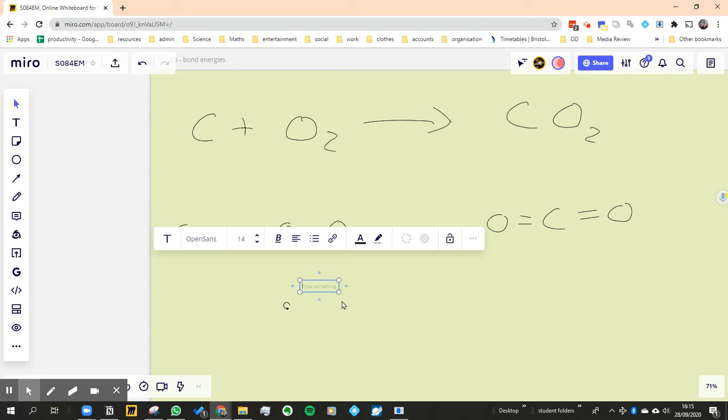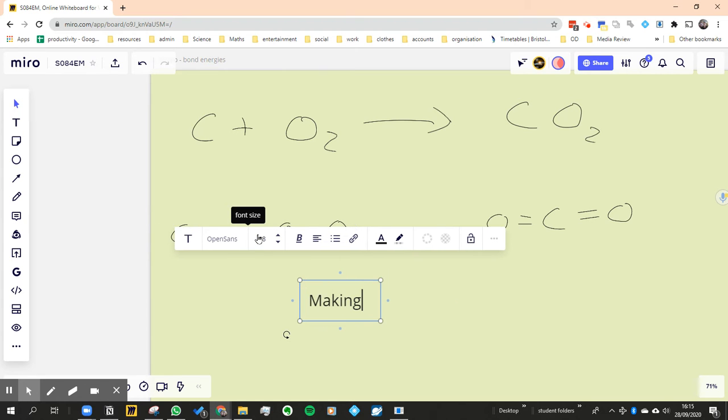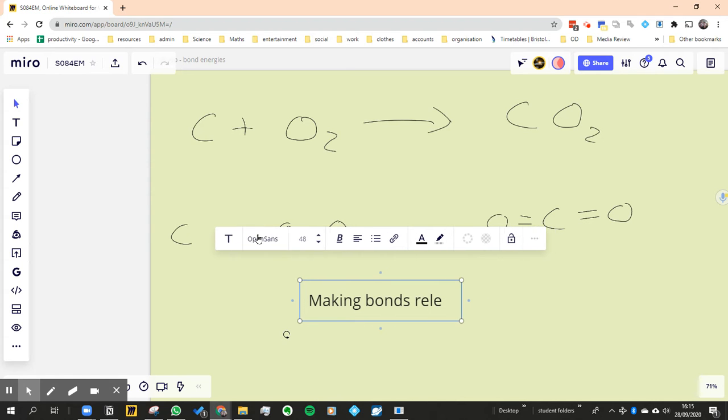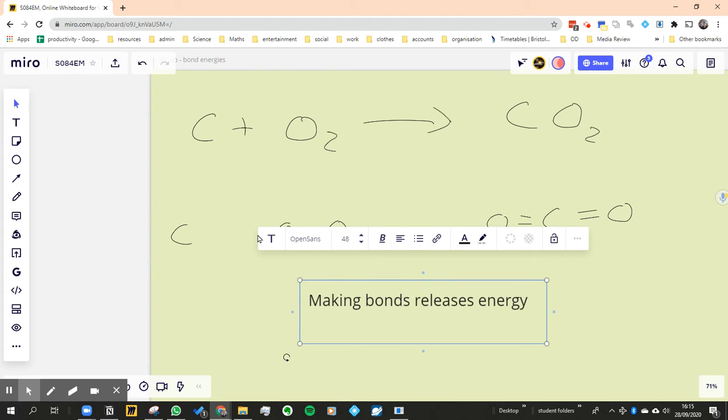So first of all, we need to note that making bonds releases energy. And breaking bonds uses energy.